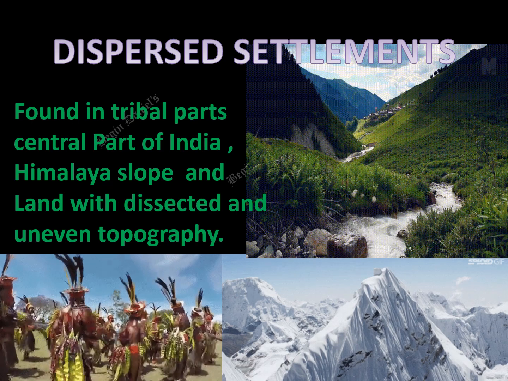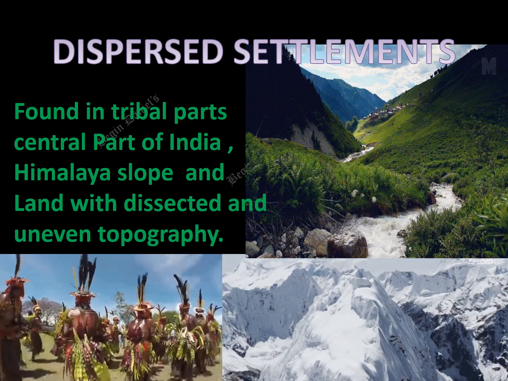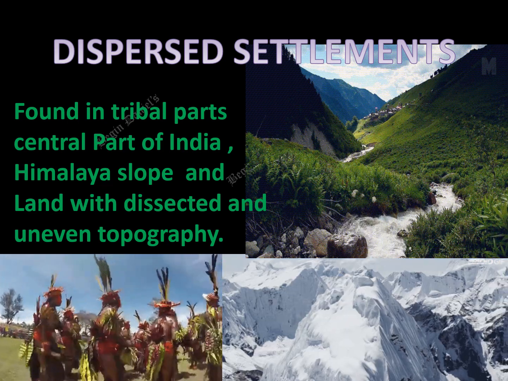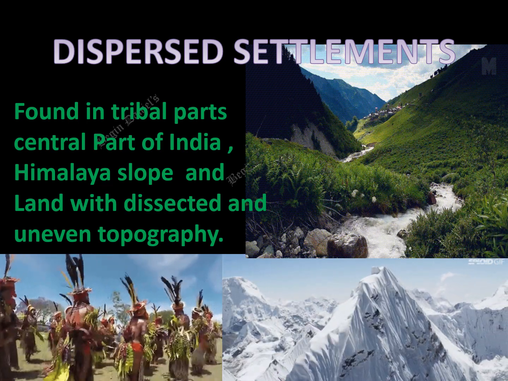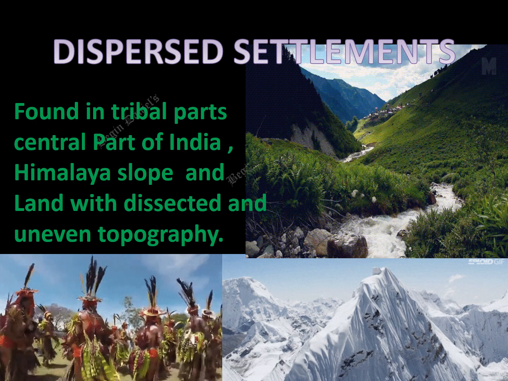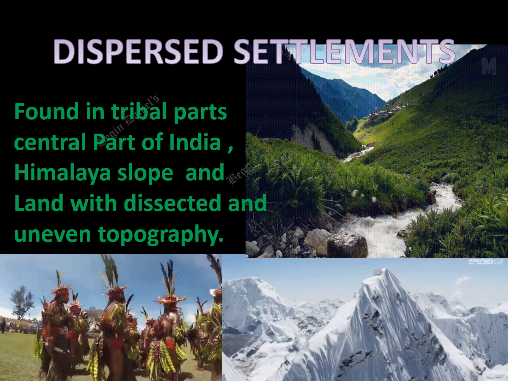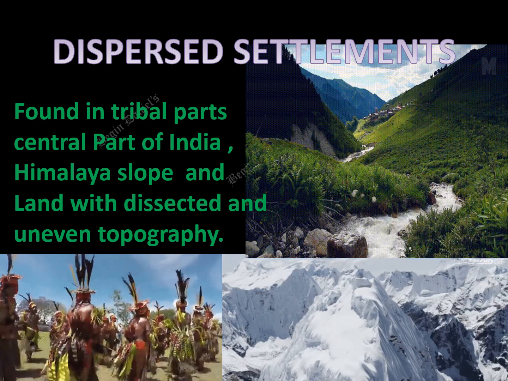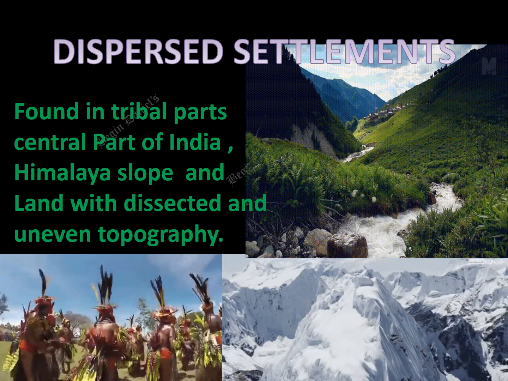Dispersed settlements. In the mountainous region, on mountain slopes, in uneven or undulating topography, or in dissected land area, we can see dispersed settlement. This is found in tribal parts, the central part of India, the Himalayan slope, and land with dissected and uneven topography. In all these areas we can experience dispersed settlements.